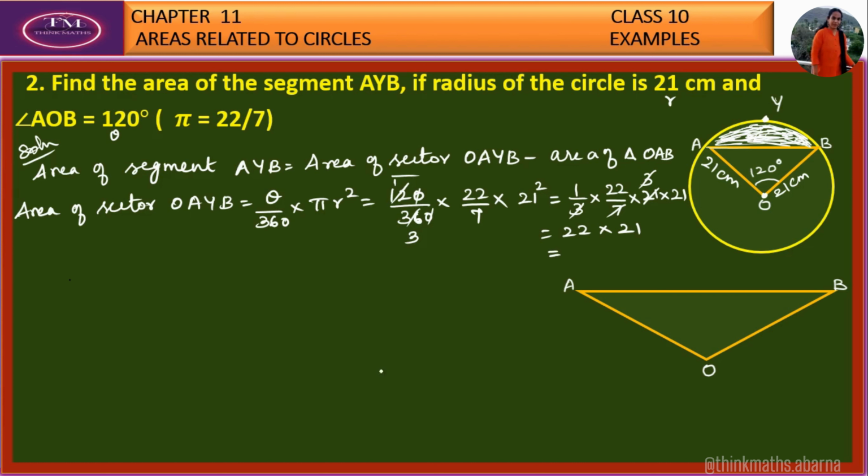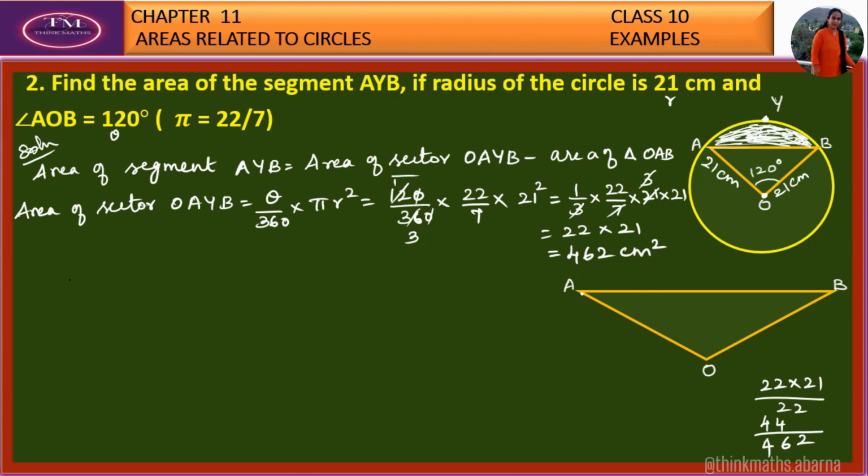What is 22 into 21? Let me calculate here. 22 into 1 is 22. 22 into 2 is 44. So 2 plus 4, 6. This 4. So it is 462 centimeters square. So the area of the sector OAYB is 462 centimeters square.